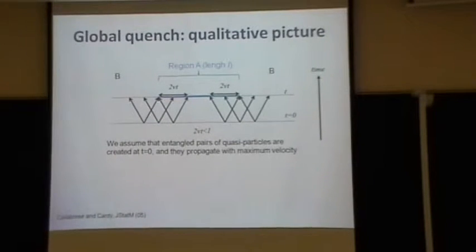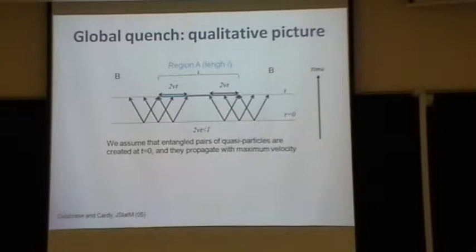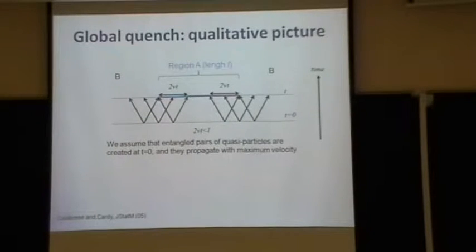When we apply this sudden quench, this sudden perturbation of the system, the picture that we have to keep in mind is that we are creating, like in the light cone that I showed before, quasi-particle pairs, or quasi-particle excitations that are entangled, that propagate in opposite directions. And the entanglement between these two particles doesn't change in time, presumably. Not necessarily, of course. So here we are drawing the light cone for each of these entangled pairs.